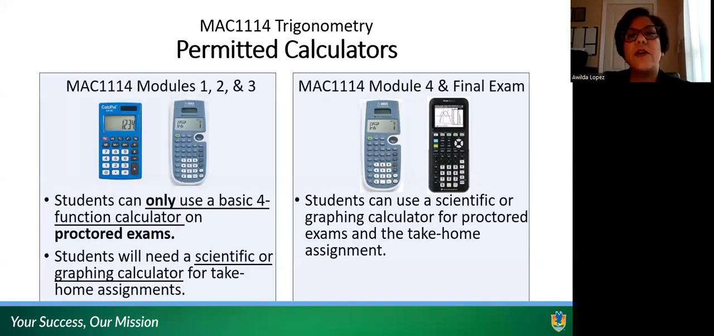In terms of calculators, we'll go through the trigonometry courses first, and then we'll have a separate slide for pre-calculus and statistics. So for the trigonometry online courses, you'll be able to use a basic 4-function calculator for modules 1, 2, and 3. And you'll need a scientific or a graphing calculator for your take-home assignments. So for the tests, you'll only be able to use a basic 4-function calculator or a scientific calculator. You will not have access to graphing capabilities for those first 3 modules.